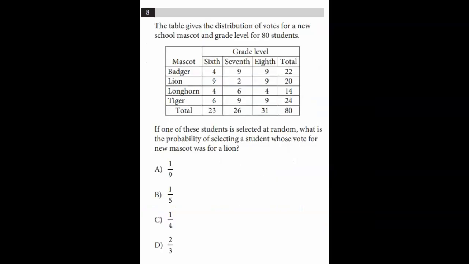All right, number 8, it gives us a table and it says it's the distribution of voters for new school mascot for 80 students. If one of these students is selected at random, what is the probability of selecting a student whose vote for a new mascot was for a lion? So we're looking for any student, so they don't specify whether it's a 6th, 7th, or 8th grader, they just say any student that voted for a lion. So let's look. What you got to do is find the total number of votes. So we can see that in the bottom right corner, and it's given to us up top. That's for 80 students, so that means that there's 80 votes total.